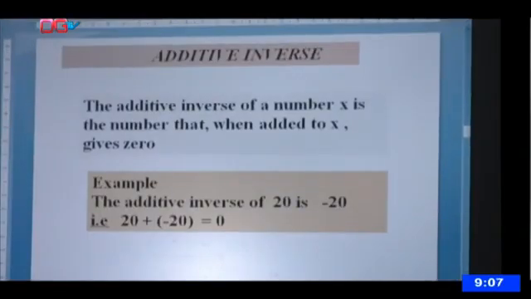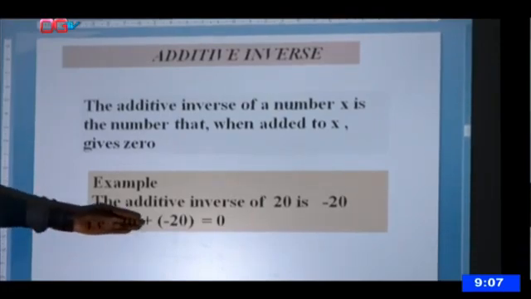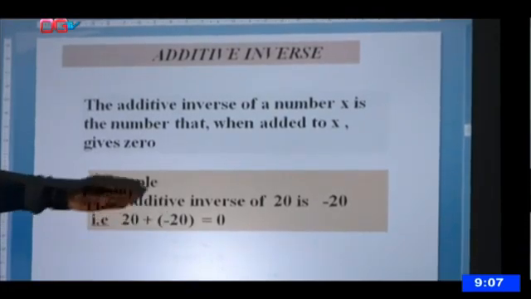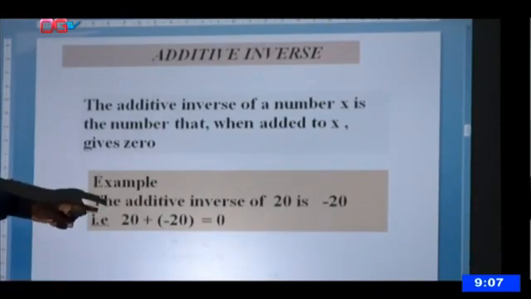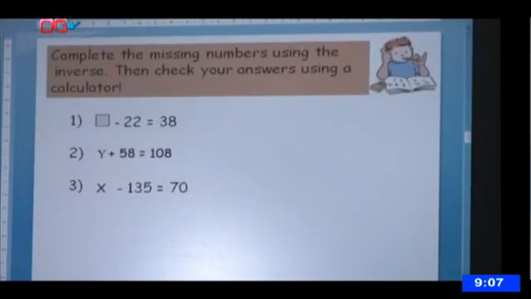The definition: the additive inverse of a number, x, is the number that when added to x gives 0. Example, 20 plus minus 20 equals 0. So the additive inverse here is minus 20. Examples. The first one, box minus 22 equals 38. The second one, y plus 58 equals 108. And the third one, x minus 135 equals 70.